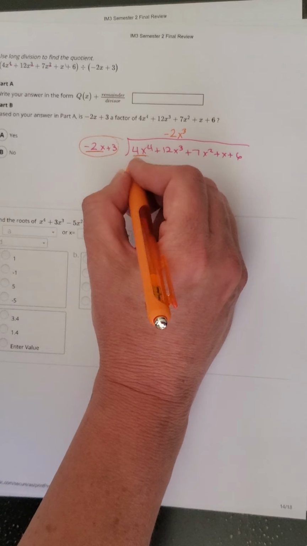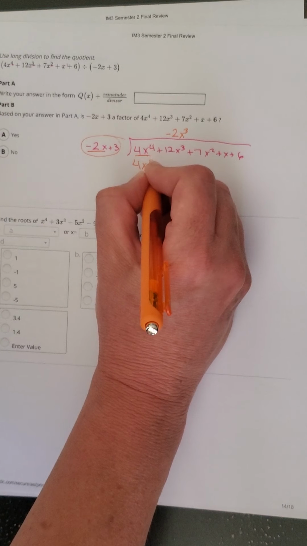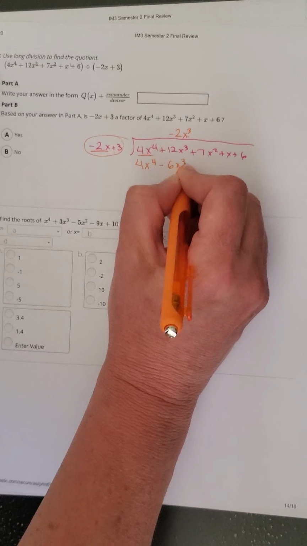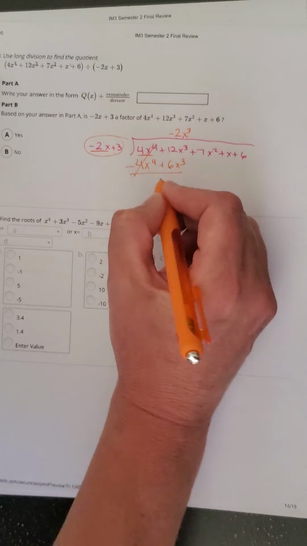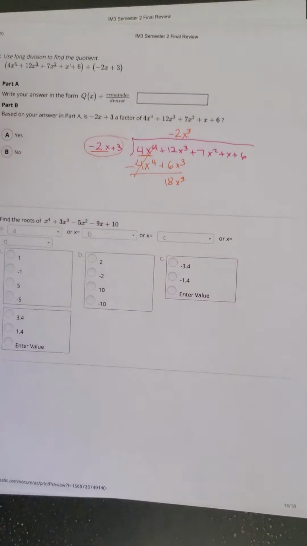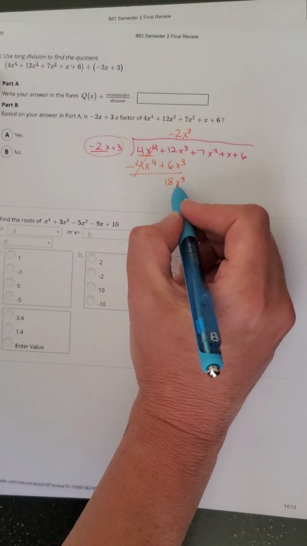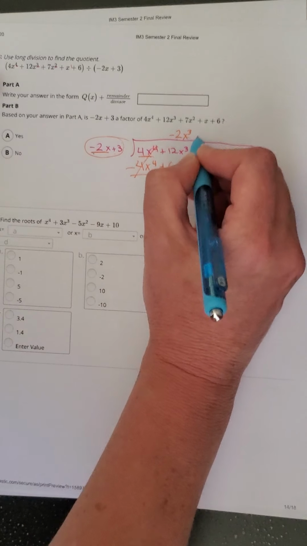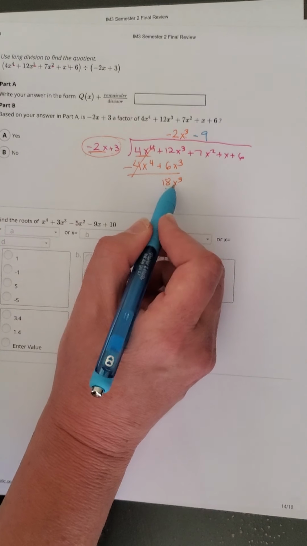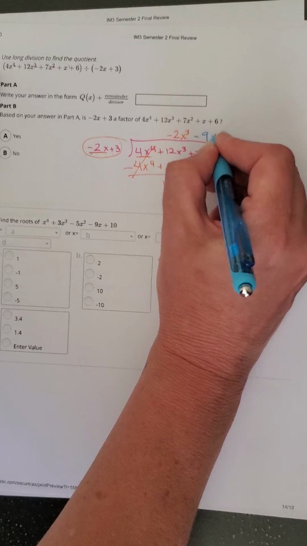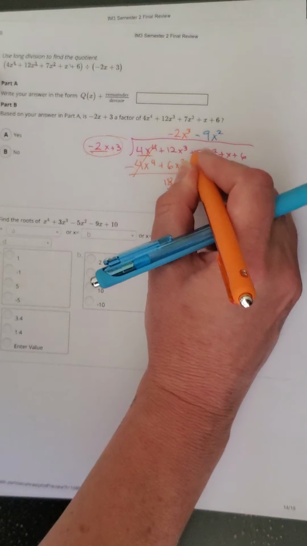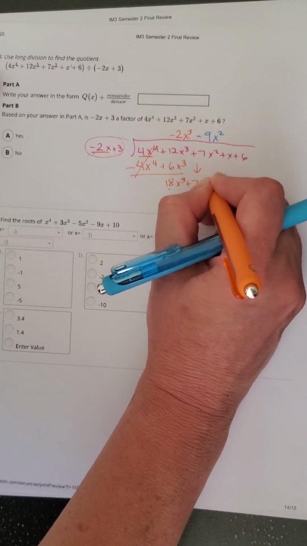Multiply back to both of these. Don't forget. So that's 4x to the 4th, and then minus 2 times 3 is 6, 6x cubed. Switch, switch. That's 18x cubed. And then we're going to continue on. I'll try to change up the color each time. So negative 2 times negative 9 will give me positive 18. And then x squared times x is x to the 3rd. So that would be x squared. Oh, and don't forget, I almost forgot, right? Bring down the next term, plus 7x squared.